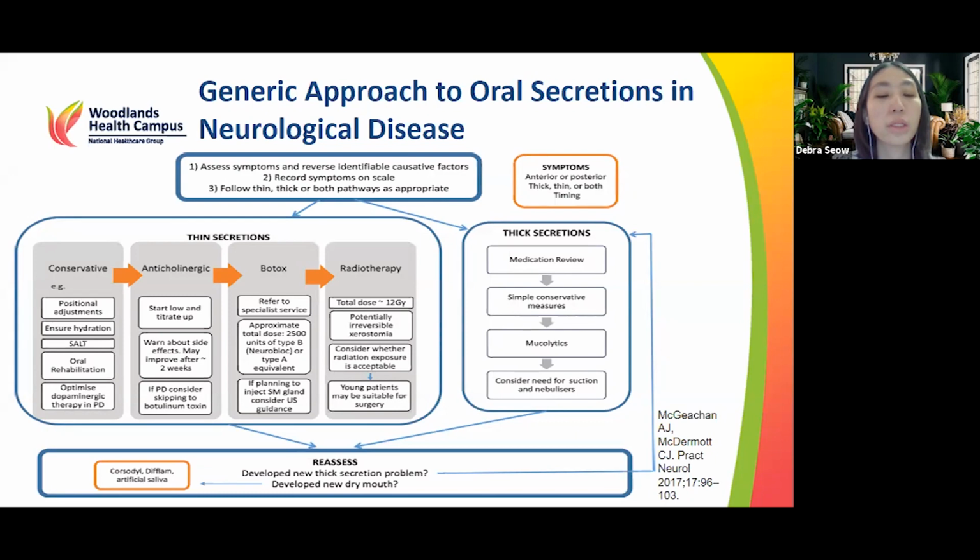We also have to consider whether the radiation exposure is acceptable, because with long-term exposure there are small risks of developing malignancies, although because of the relatively life-limiting nature of ALS, that may not be much of a concern. For thick secretions, we will go through the medications and simple conservative measures. We will provide mucolytics such as acetylcysteine, and consider the need for suction and nebulizers. After all this, we will reassess, see whether they develop any new thick secretion problems or new dry mouth, and then go back and try to address the thick secretions as well.